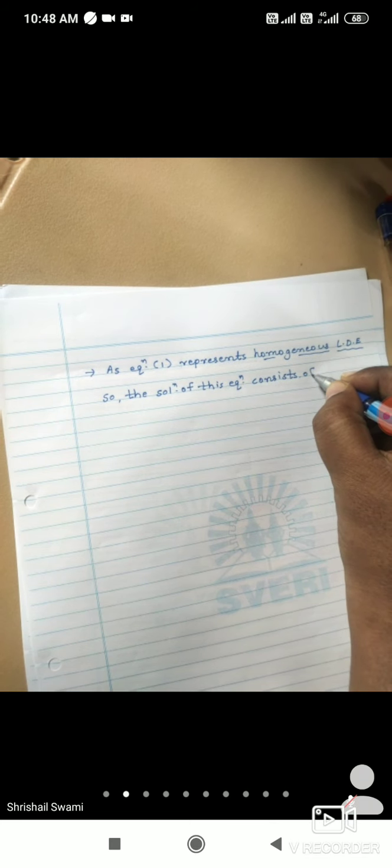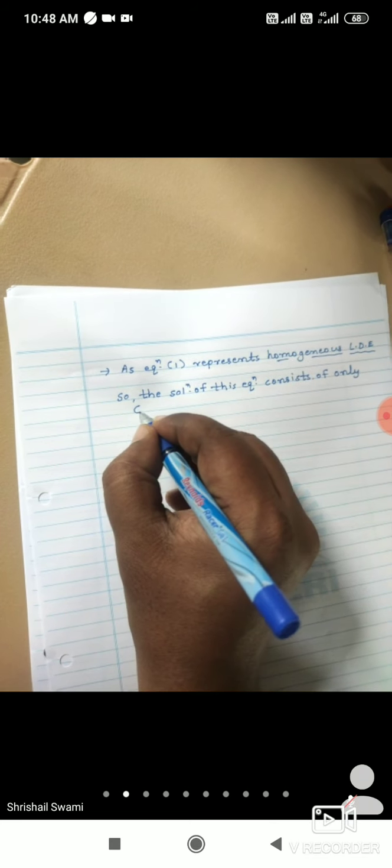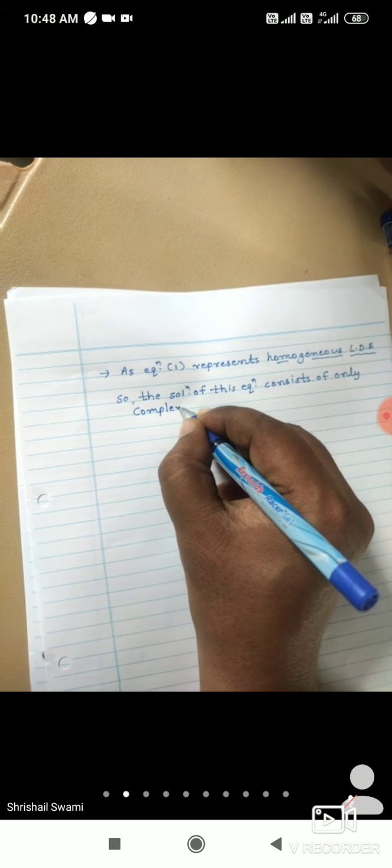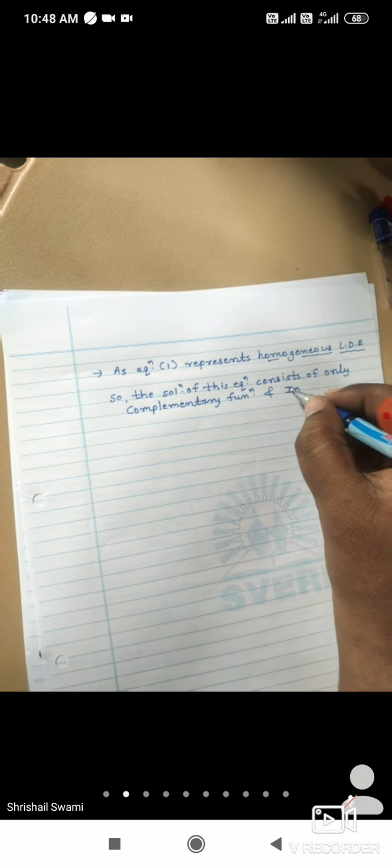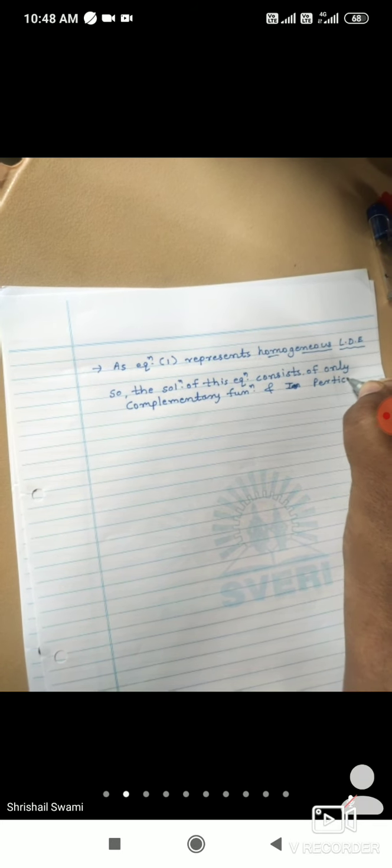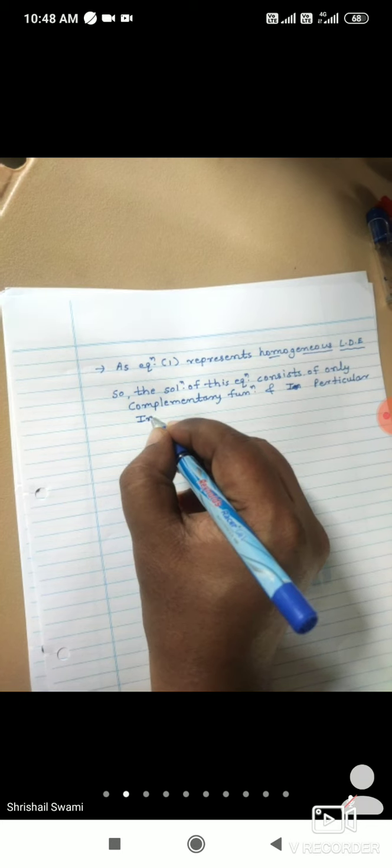So the solution of this equation, what will it consist of? It will consist of only the complementary function, that is CF. The solution of this equation consists of only the complementary function, and the particular integral term is 0.